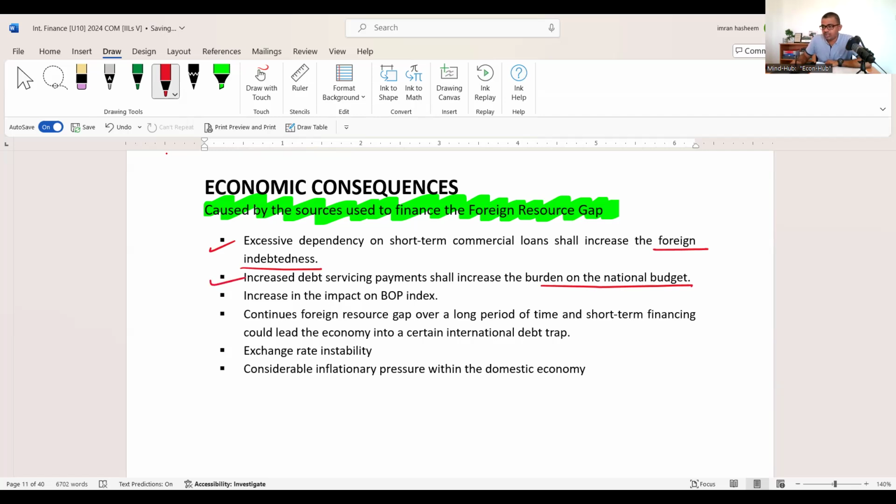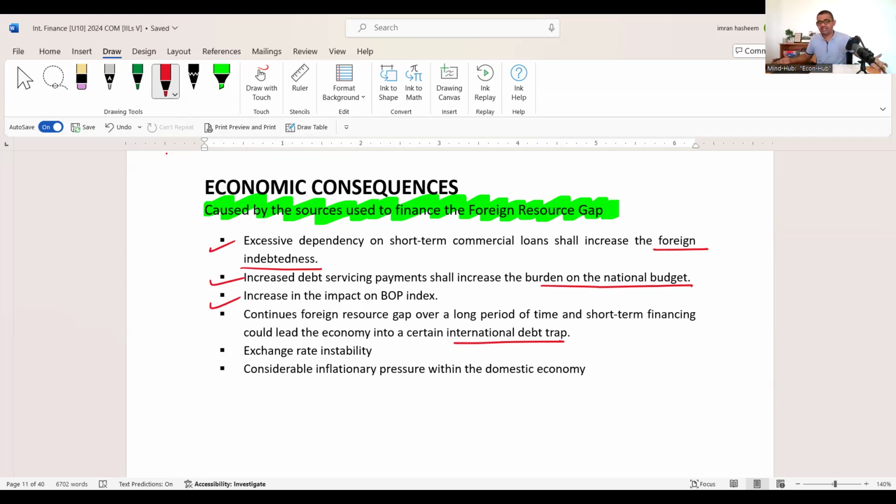Increase in the impact on BOP index, increase in the impact on balance of payment index, continues to show negative external performance of a country. Continuous foreign resource gap over a long period of time and short-term financing, that combination could lead to the economy getting into a certain international debt trap. Sri Lanka can say international debt trap, done, been there, done that, right?